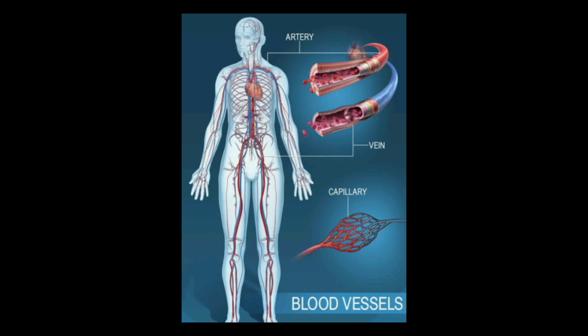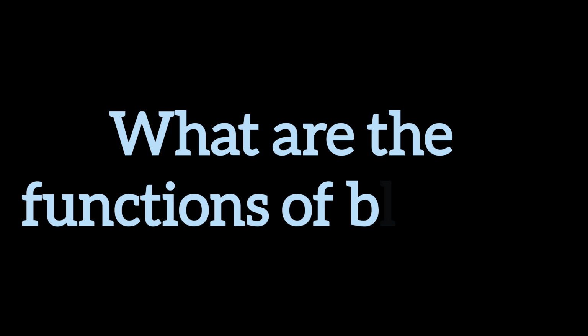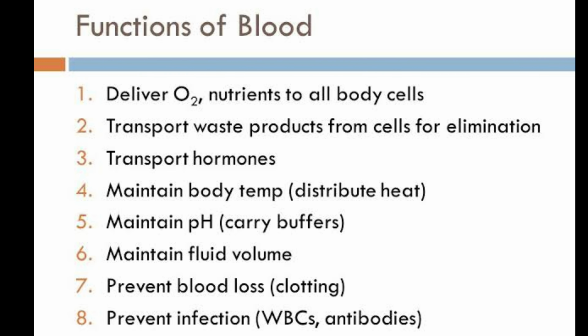Common features of connective tissue are that cells are loosely arranged and filled with matrix. In blood, the matrix is fluid, and in bones, the matrix is hard. Blood is a fluid connective tissue, and blood has different types of cells: RBC, WBC, platelets. These cells are embedded in a matrix called plasma. What are the functions of blood? Blood transports oxygen as well as nutrients to all the body cells.